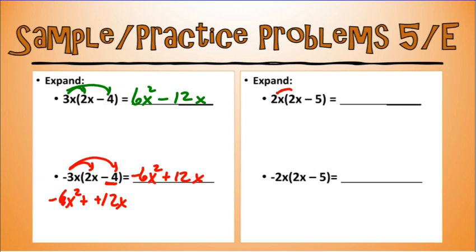Next one, 2x times 2x is 4x squared. 2x times 5 is 10x. And our last one, distribute. Negative 2x times 2x is a negative 4x squared. Negative 2x times a negative 5, and that's the same one as from before, but gives me a positive 10x.